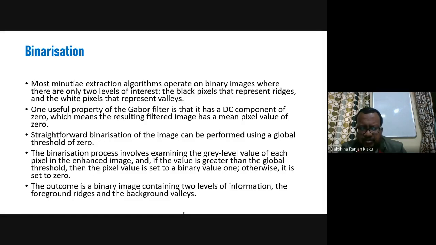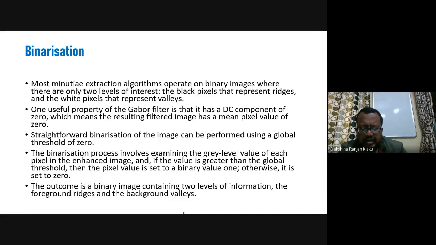Now this DC component of 0 will be used as the global threshold. This global threshold will be used to obtain the binary image. The binarization process involves examining the gray level value of each pixel in the enhanced image. If the value is greater than the global threshold, then the pixel value is set to binary value 1, or we can say 255. Otherwise, it is set to 0.